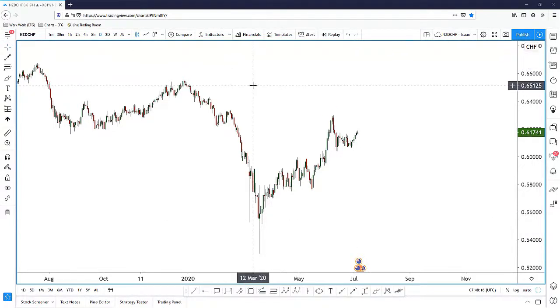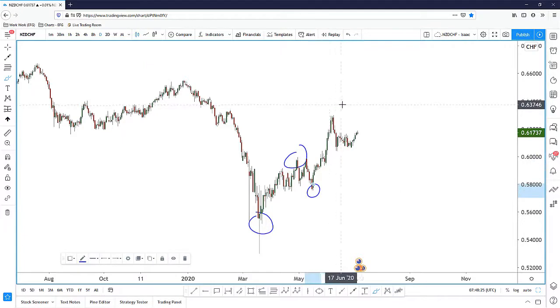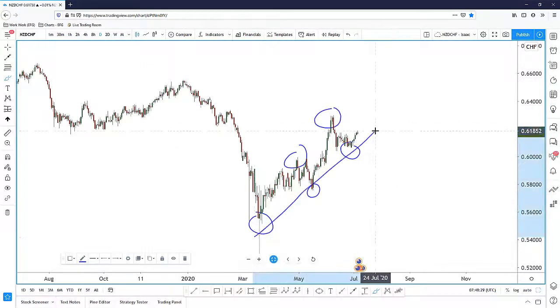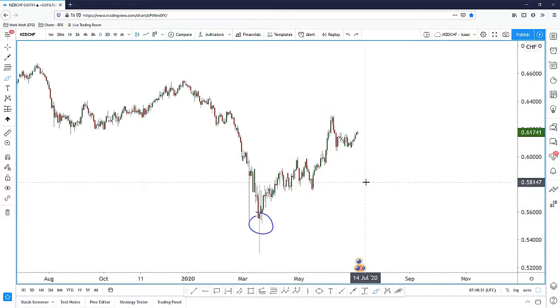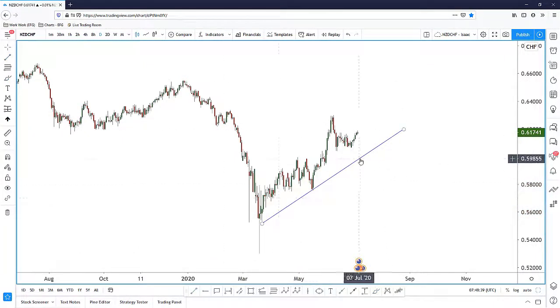Now, what I have here is the daily, and on the daily, I just want to point out very quickly that price made a low, and then it made a high, a higher low, then a higher high, and then a higher low. If we connect all these lines, we can tell that on the daily, price is essentially on an uptrend. Not the best trend line, but price is on an uptrend.